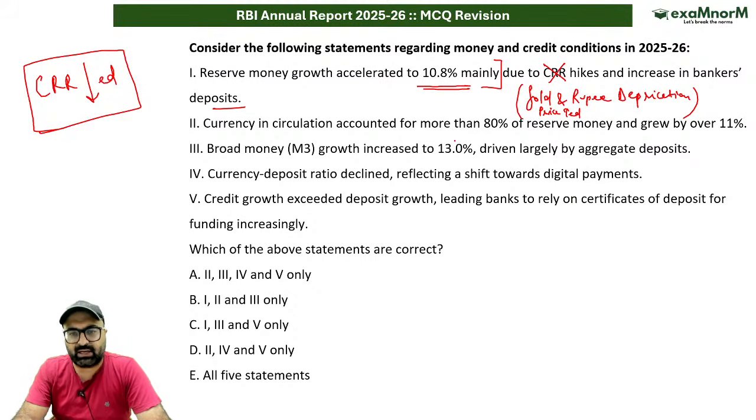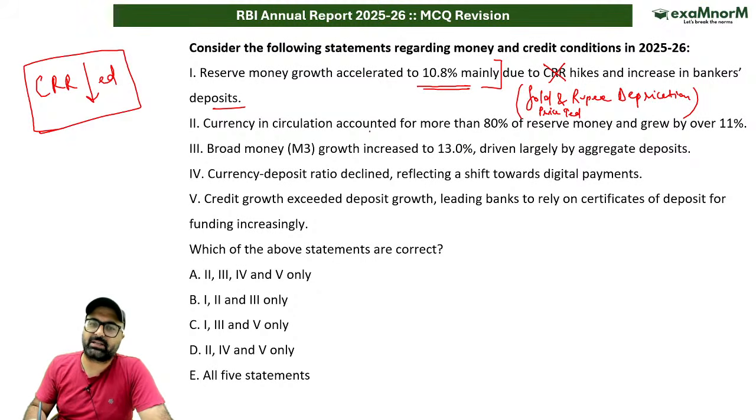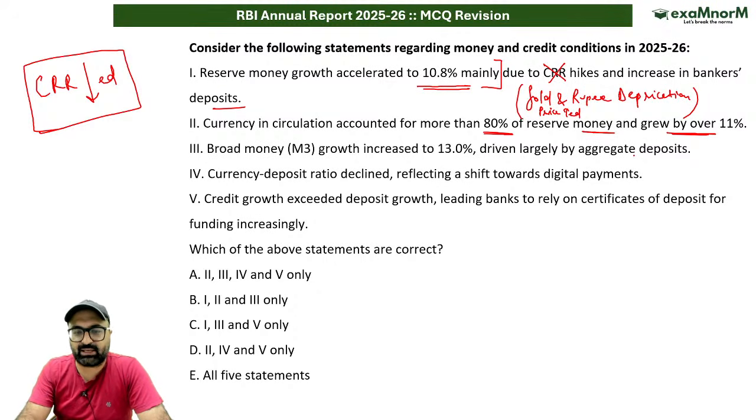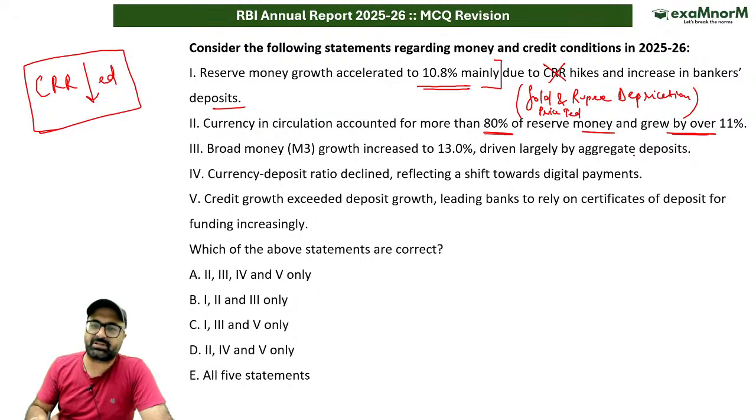Currency in circulation accounted for more than 80% of the reserve money. That is correct. अगर मैं बात करूं इस पर्टिकुलर पॉइंट की, तो ये पॉइंट क्या कहता है? Currency in circulation has accounted for more than 80% of the reserve money and grew over 11%. It has increased over 11%. This is correct. Broad money growth increased to 13%. Correct.